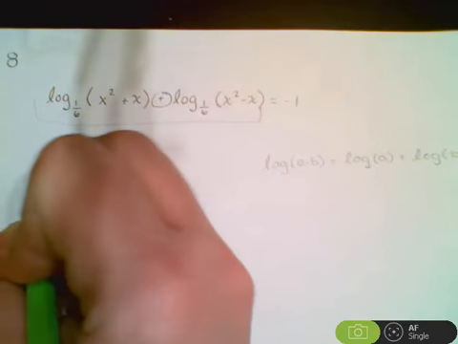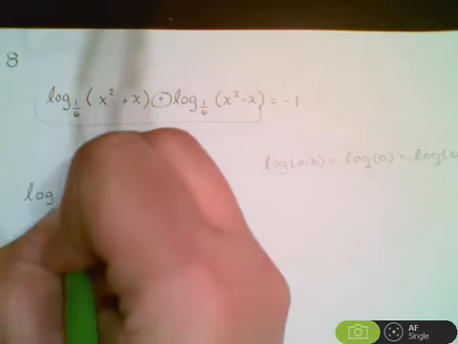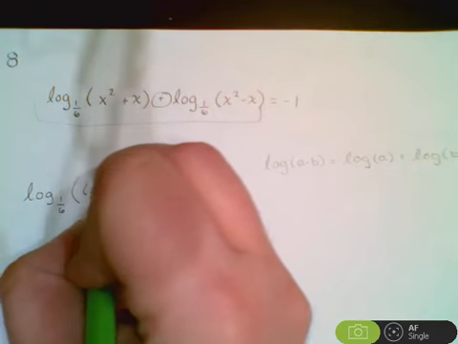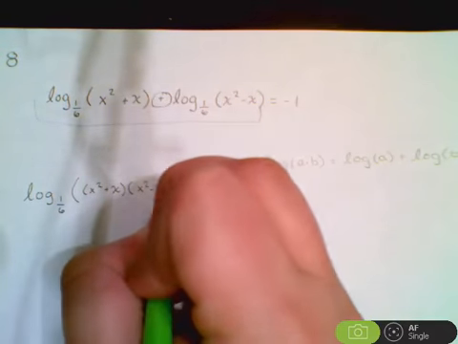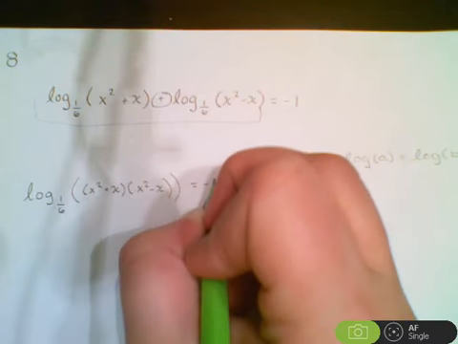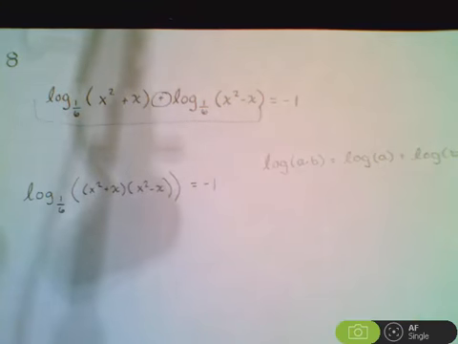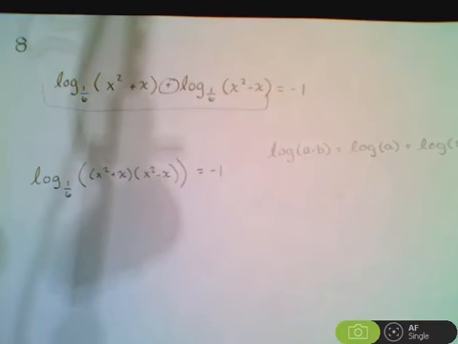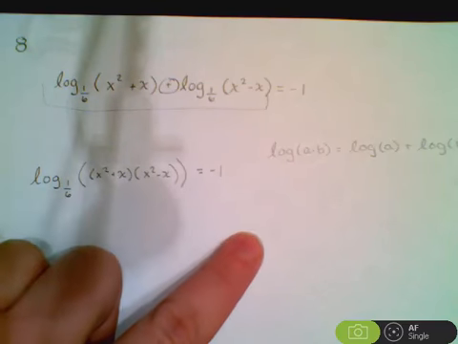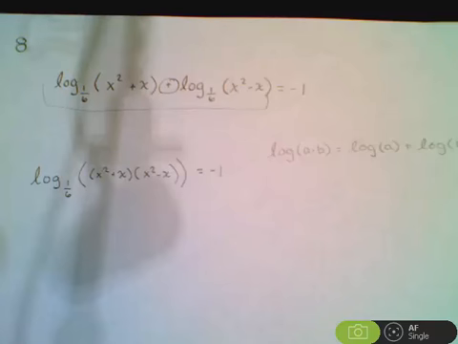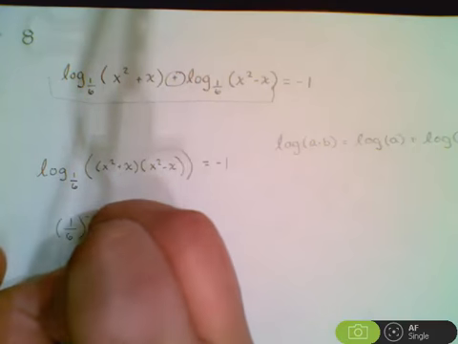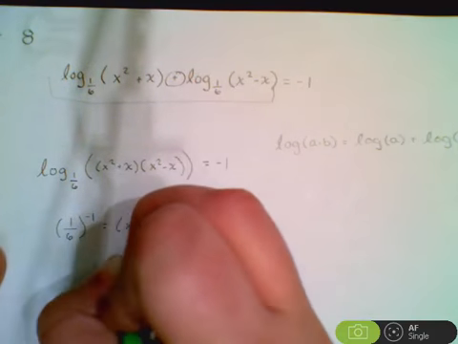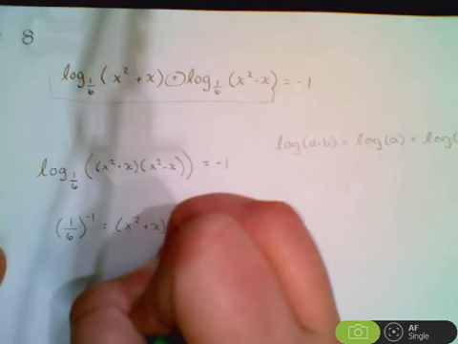So I'm going to have log base 1/6 of x squared plus x times x squared minus x, and all of that is equal to -1. Well, now that I have this, I can rewrite this log. So now I have log equals some number. Remember, anytime we have a log base something equals a number, we can convert it to exponential form. So I can convert this by having 1/6 to the -1st equals x squared plus x times x squared minus x.